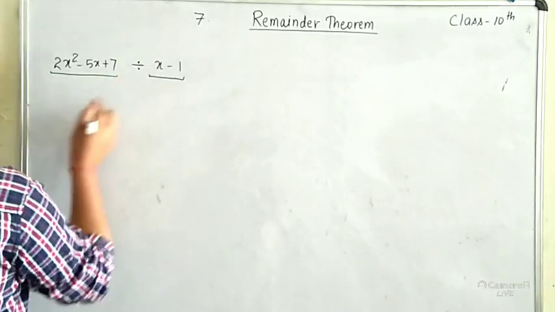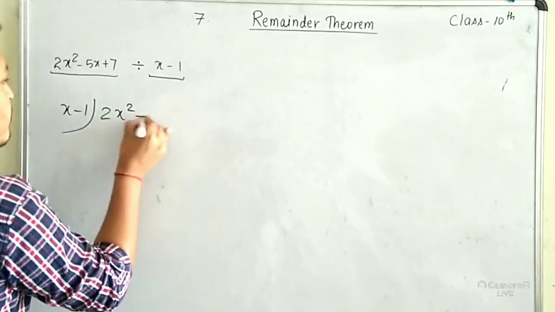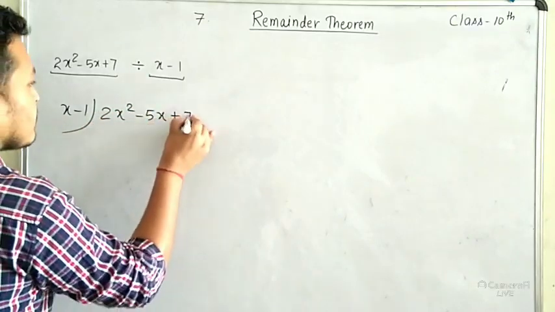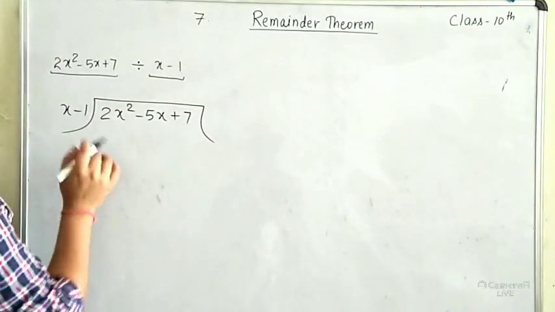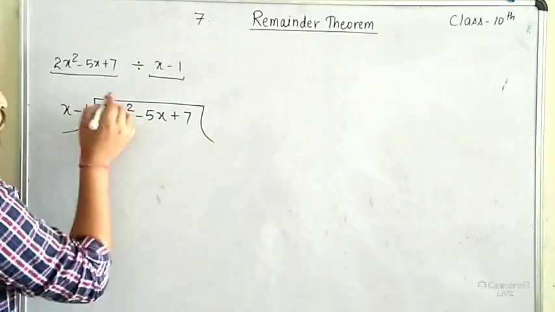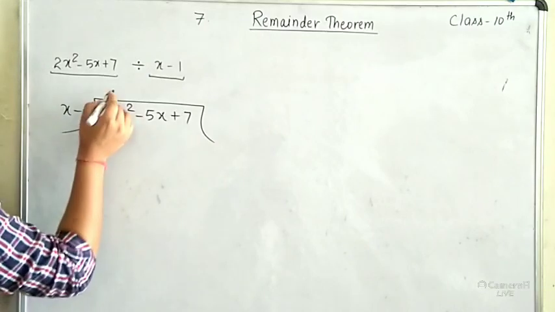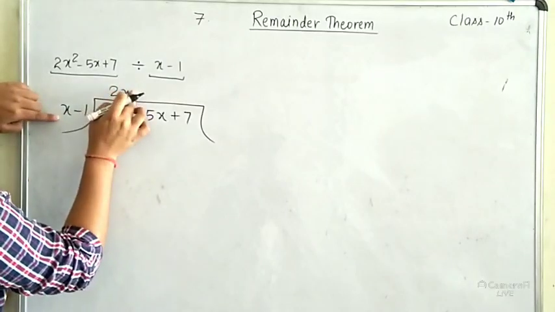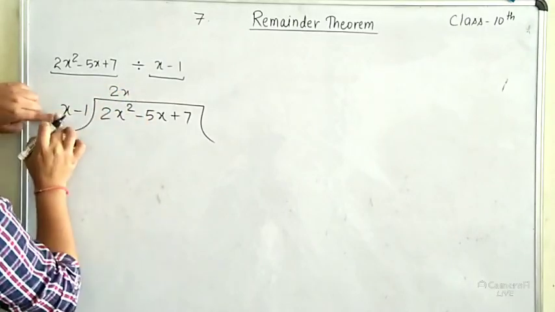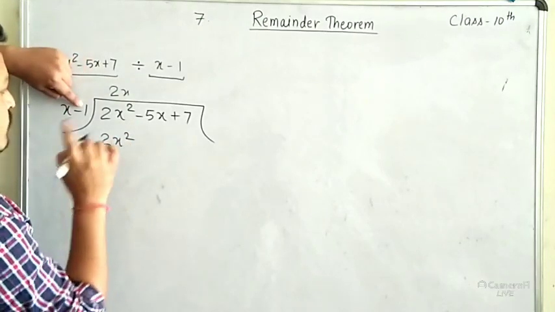So how can we solve this question? Here we have x minus 1, then 2x square minus 5x plus 7. So what can we take here? We will take 2x, which we multiply with x minus 1, so the first term becomes the same. 2 into x into x gives 2x square. Now 2x into minus 1, so minus 2x.